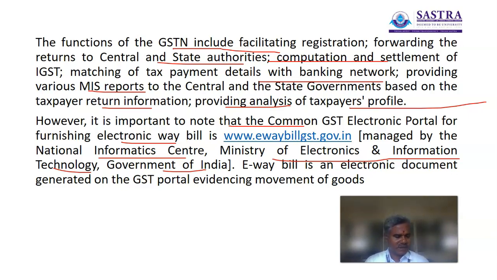Once you register your business, you cannot issue a manual bill. You have to give a computer bill. This bill will consist of the value of supply and what tax you collect, either IGST or CGST or SGST. Everything will be mentioned clearly. So the e-way bill is an electronic document generated on the GST portal evidencing movements of goods.